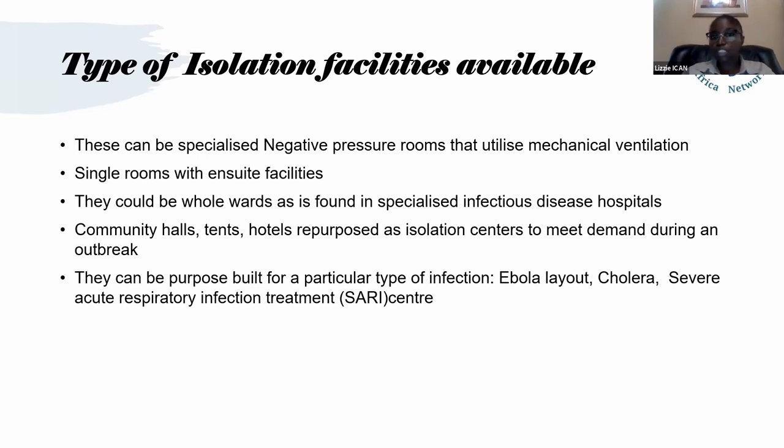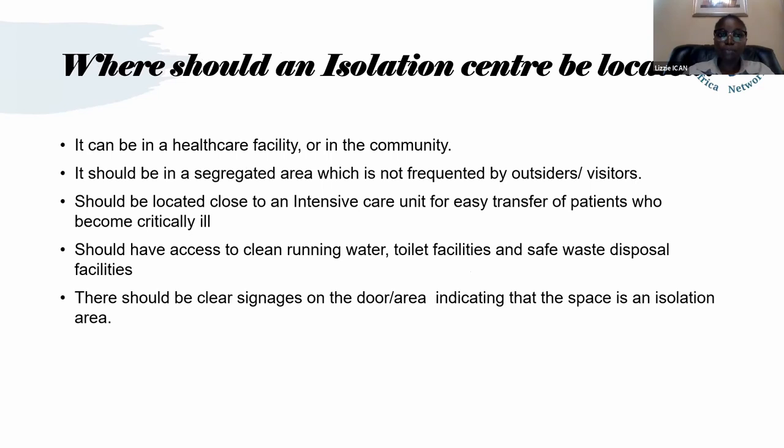There are other isolation hospitals, and these can be built for a particular type of infection. For example, you can have an Ebola layout, cholera layout, or a SARI center. And then you can isolate in a healthcare facility or in the community. It should be a segregated area which is not frequented by outsiders or visitors, because we are trying by all means to minimize the spread of that infection. It should be located close to an intensive care unit for easy transfer of patients who become critically ill, if this is possible.